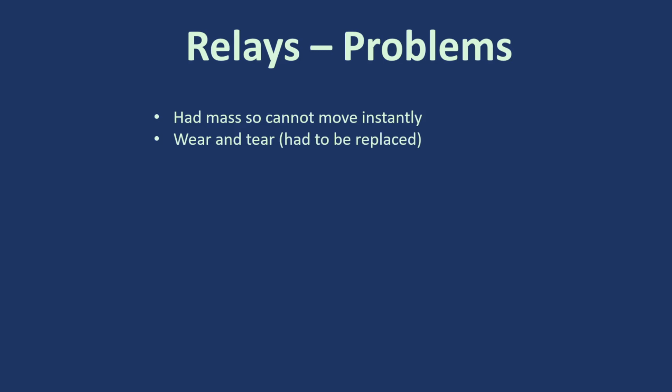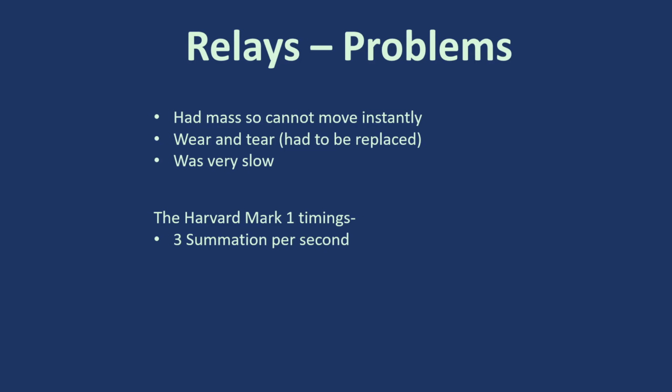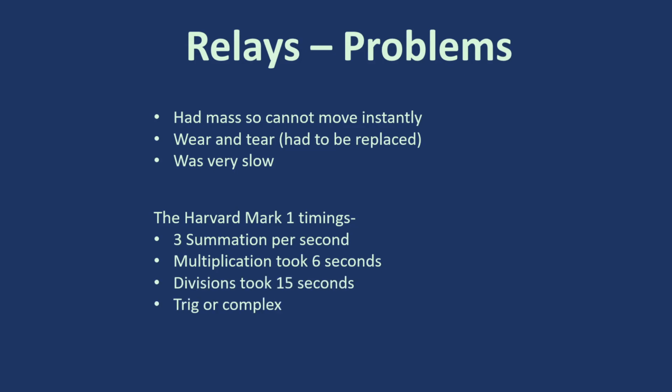But the problem with relays was that they had mass, and for this reason they could not move instantly. And we all know that anything that is mechanical in nature has the problem of wear and tear. So relays, which had been damaged, had to be changed regularly. The last problem was that it was very slow. For example, the Harvard Mark I could do 3 summations per second, multiplications took 6 seconds, divisions took around 15 seconds, and complex trigonometric functions took over a minute.